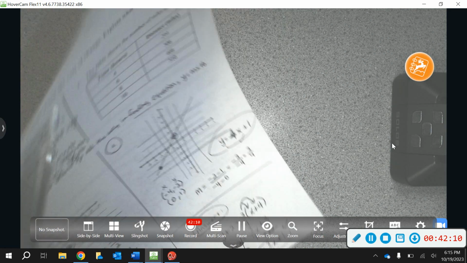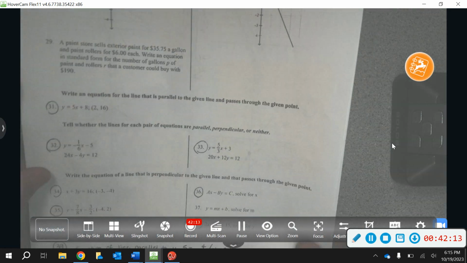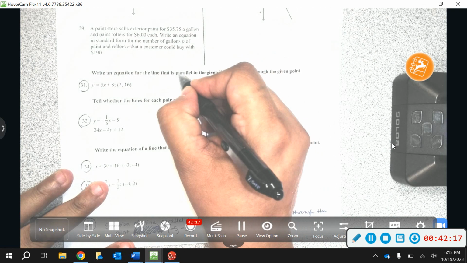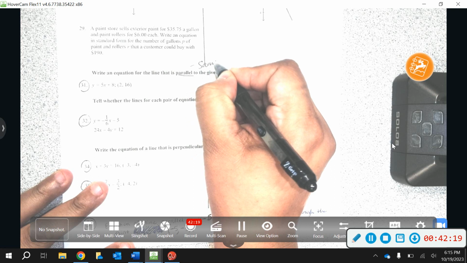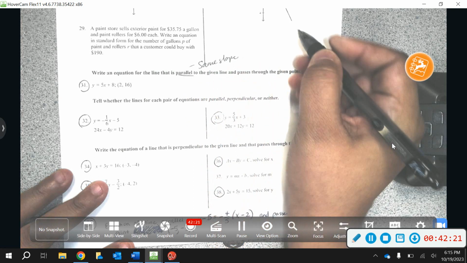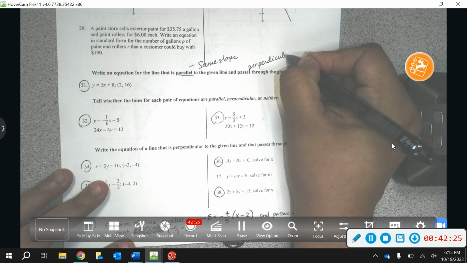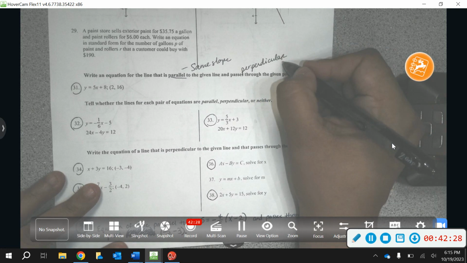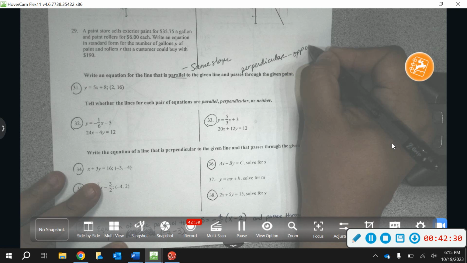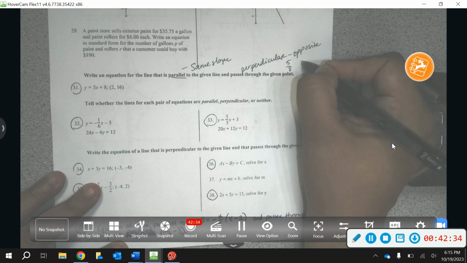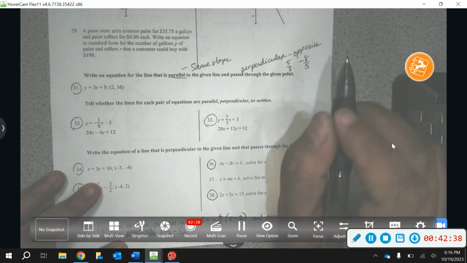All right, let's go to the back, the last problems, and those are dealing with parallel and perpendicular. Please know that parallel means same slope. You're going to use your same slope for the problem, and for perpendicular, you're going to use the opposite slope. Meaning, if I give you 5/8, your slope is going to be negative 8 over 5. That's going to be your perpendicular slope.